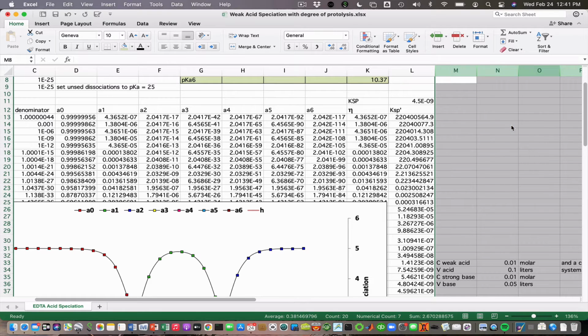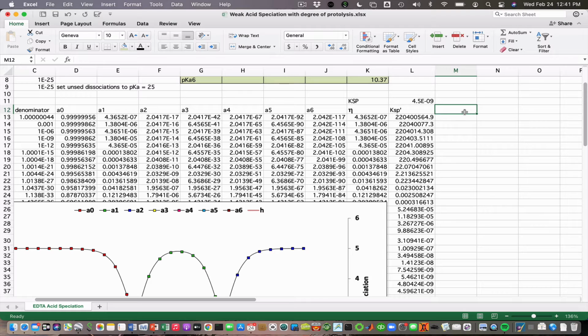Clear. Those are gone. Good. Let's calculate Z. What is Z? It's the square root of the KSP prime. I know the KSP prime, so let's just take the square root. Two ways to calculate the square root.